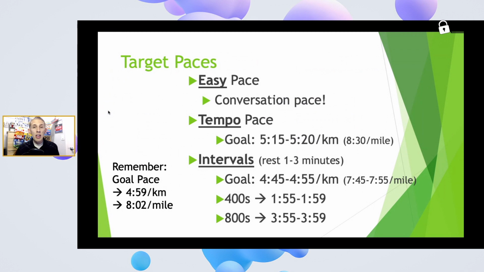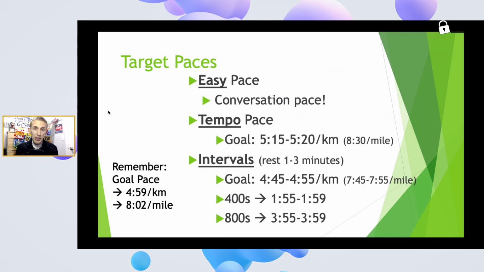Now, tempo pace. Your tempo pace is equivalent to or commonly known as your lactic threshold pace. Your lactic threshold is the ability of your body to clear lactic from the bloodstream. And when you hit that threshold, that is your lactic threshold, or when you can't clear any more out of your bloodstream. I make another video about that right up here where I talk about what exactly is lactic threshold. So your goal tempo pace or lactic threshold pace is ideally between 5:15 to 5:20 per kilometer, or in terms of mileage, that's about 8:30 per mile. We're going to talk a little bit more later about where to put this tempo pace into your weekly workouts.